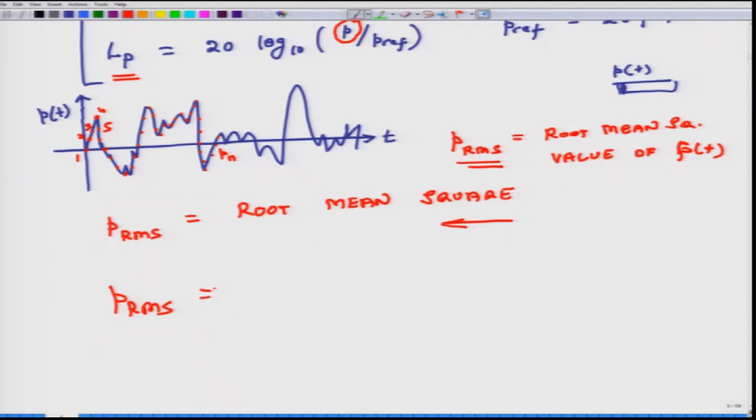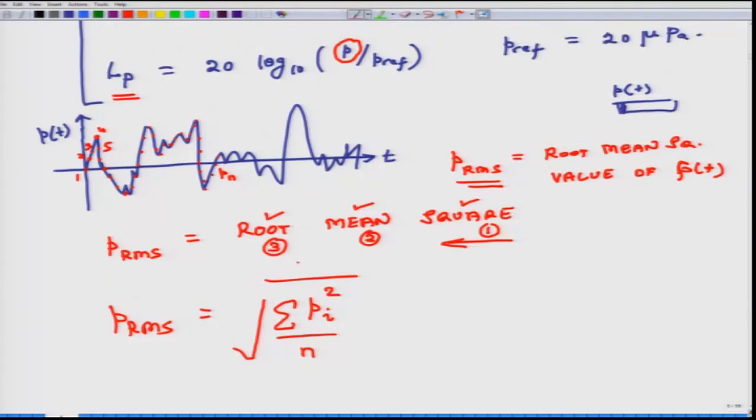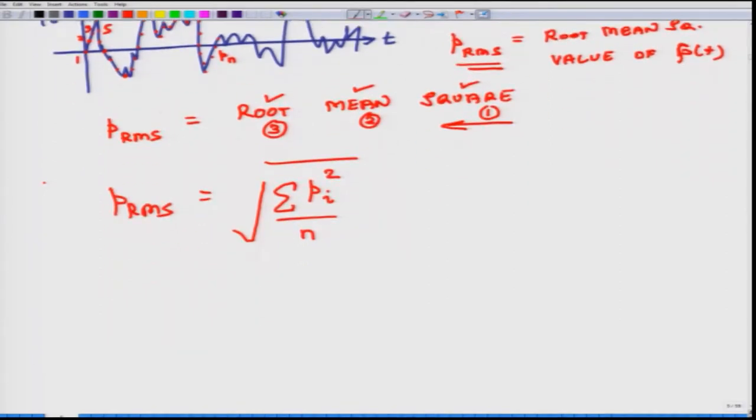is what? You first take the squares of all the signals. So, for the ith point, it will be P i square. Then you take the mean of it. How do you take the mean? You sum all the values of P i square and divide by the number of points. Then you take the square root. First you square it, then you mean it, then you take the square root, you get P RMS. And this number you plug in this relation for Lp and you will be able to calculate the sound pressure level.